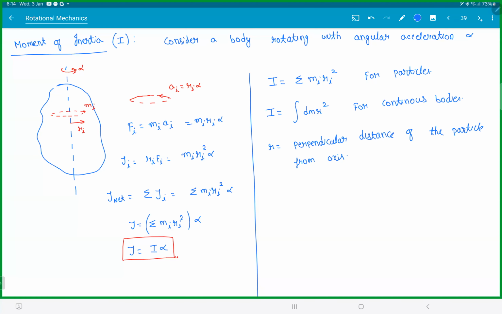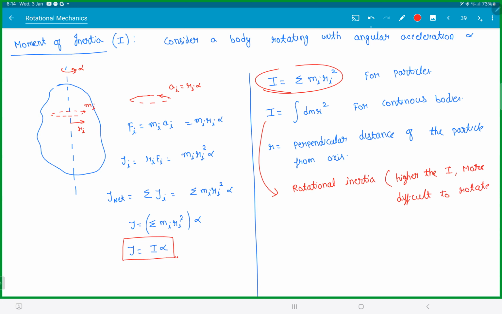So this I is also called rotational inertia. Inertia meaning opposition to change. That is the physical definition of moment of inertia, its physical significance. Higher the I, more difficult to rotate the body. Same thing, higher the I, more difficult to stop the body from rotating. That is the physical meaning of it. If you want the definition, you say that only: the summation of the mass of the particle into perpendicular distance square, sigma mi ri square.